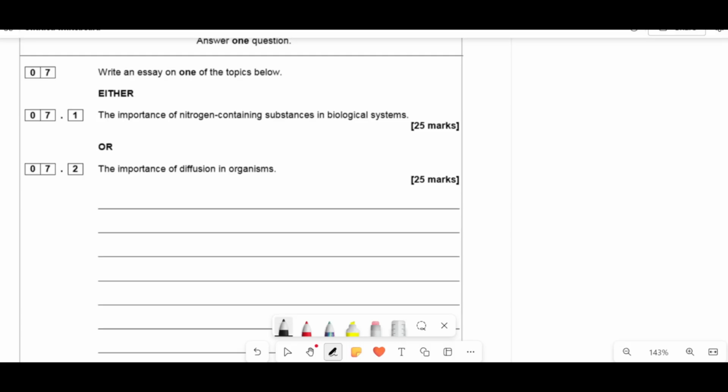Now, the other issue as well, and it's quite interesting, is that obviously more people went for the importance of diffusion. That's the nicer one, right? But many of the better essays were actually on the nitrogen-containing substances, presumably just because it's a harder essay.